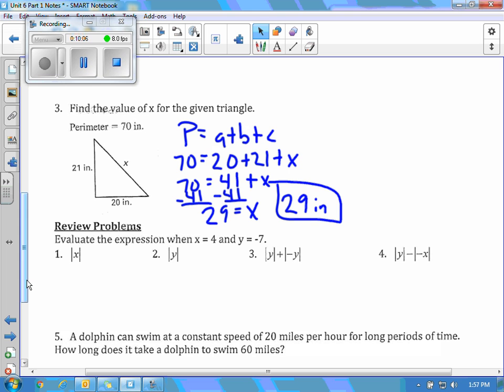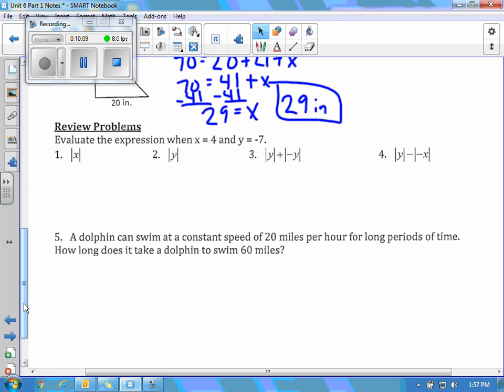The bottom of this last page is all review, so I'll leave that to you. That's it for Unit 6, Part 1.